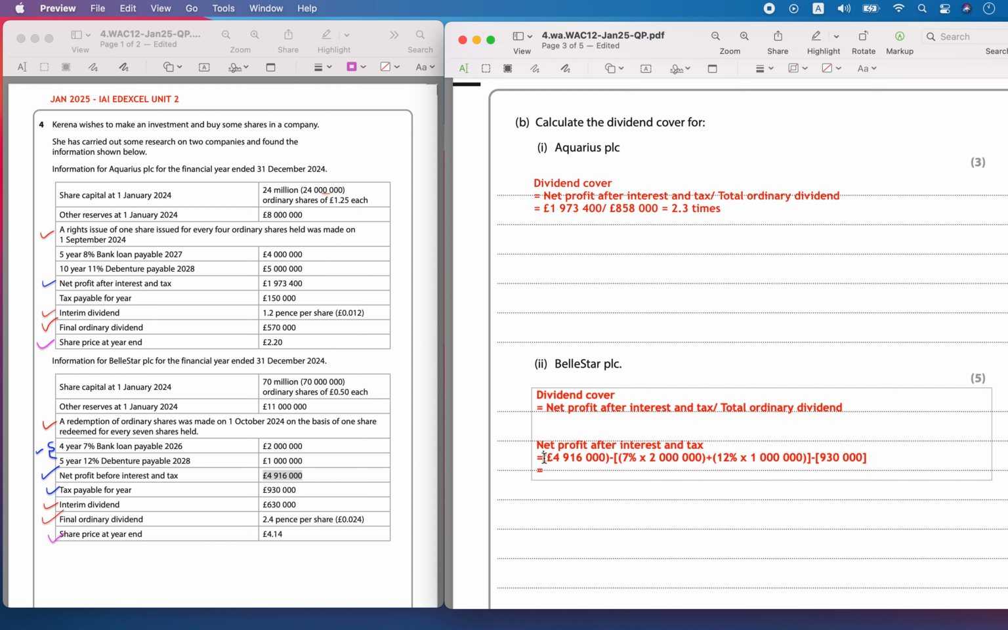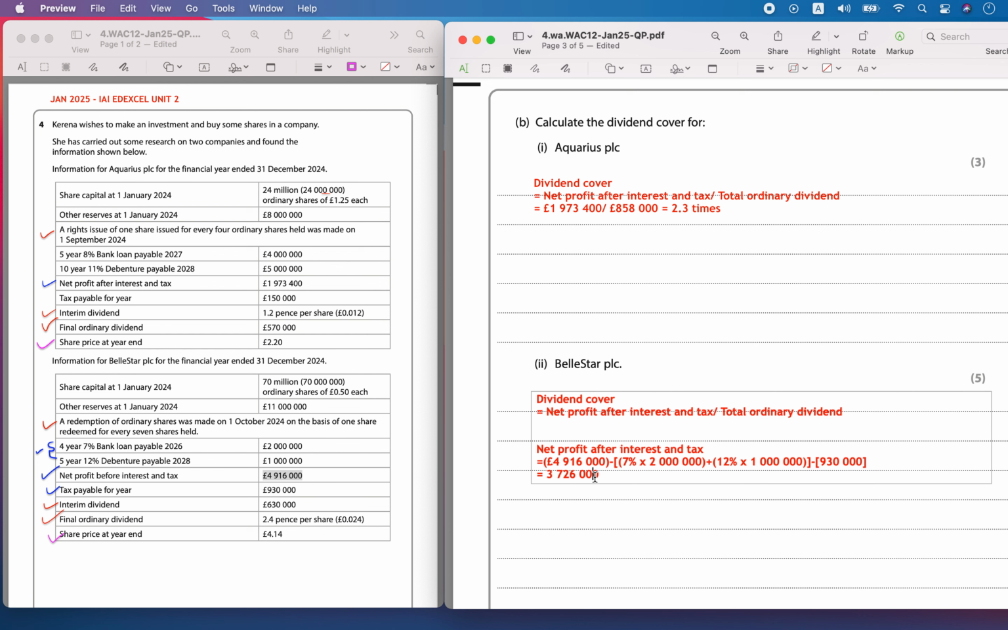So this is before the interest and tax, and you will pay off the interest, then you will pay off the tax. So it is going to further reduce your profit, and finally you will be left with 3,726,000. This is the net profit after the interest and tax.